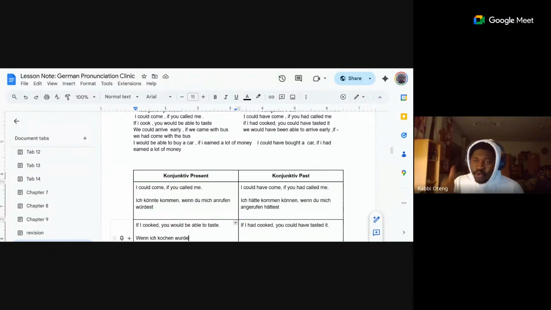So then you have to use the conjunctive, würden plus. Okay. So in the sentence, if it's if, then you have to use the conjunctive. The conjunctive in this sentence is present, which is würden plus, but when is indicative and if is conjunctive. We just use it like that. So I understand why. So it's wenn ich kochen würde.